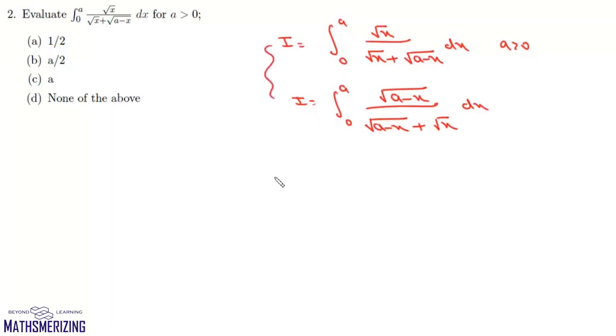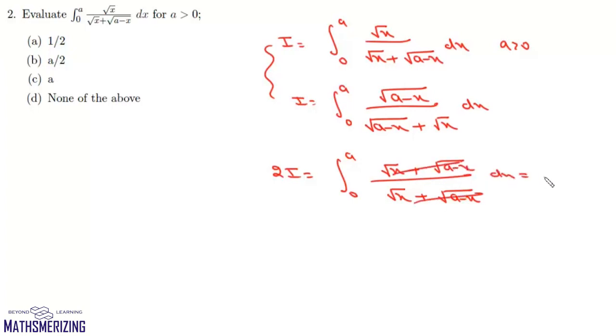Now what we'll do is, we'll add these two integrals, we'll get 2I, and it'll be equal to integral from 0 to a. Now the denominator is the same, so it'll be under root x plus under root of a minus x, and here it'll be under root x plus under root of a minus x dx, which will cancel. So it is nothing but the integral from 0 to a dx. Now integral of dx is x and it'll be simply a. So the value of this integral is nothing but a by 2, and that's your option B.